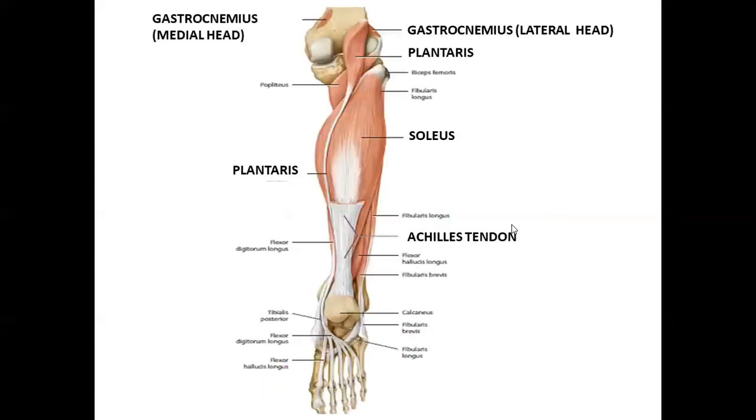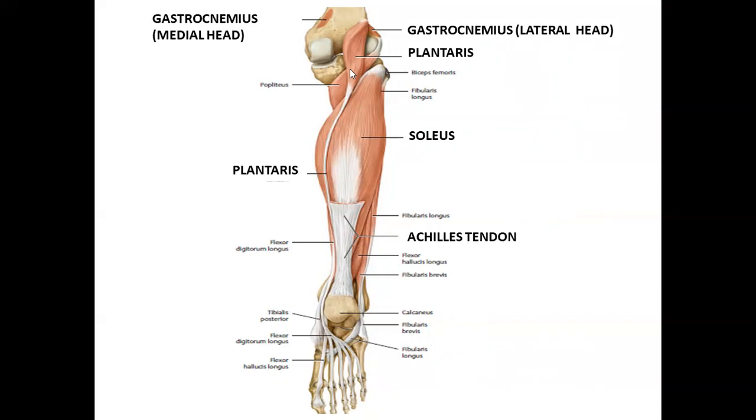Okay. Now, this is a diagram in which you can see that the gastrocnemius has been removed. So below the gastrocnemius, here we see two important muscles, of which the main bulkiest muscle is the soleus, and then we have a smaller muscle, the plantaris, here, the tendon of plantaris.